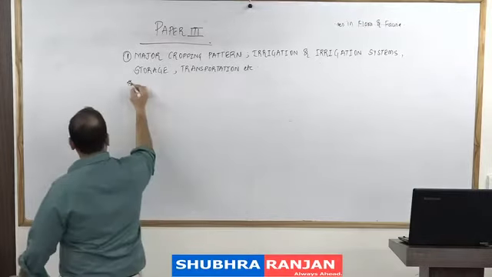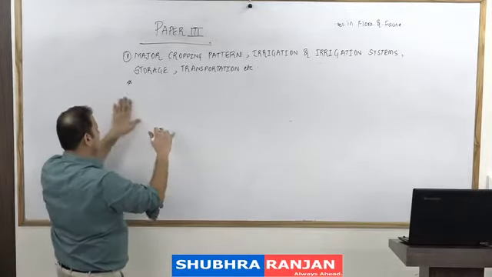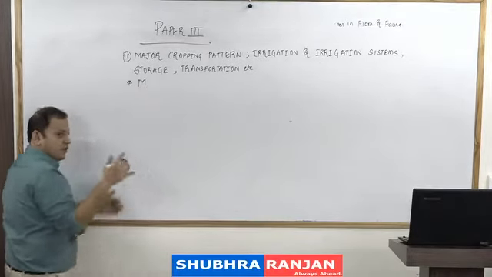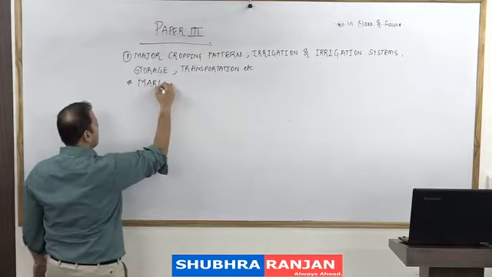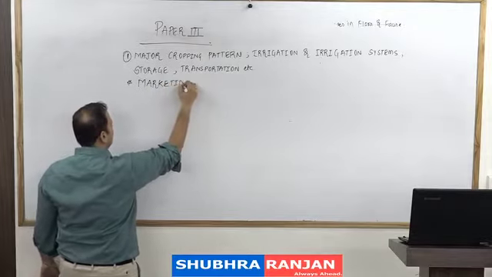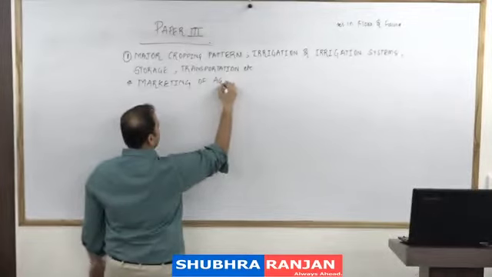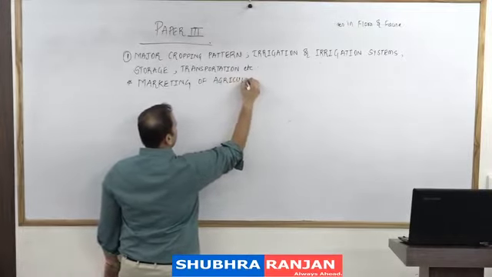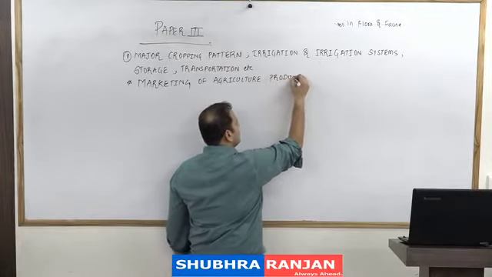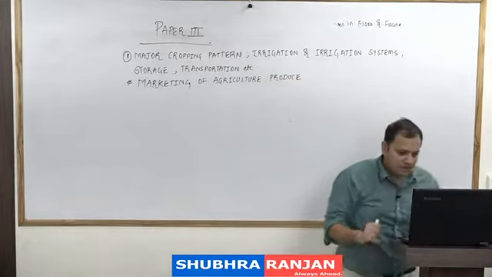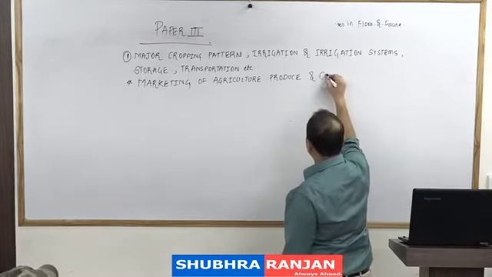Then this area, some parts will be taken by the geography teacher, some parts will be taken by the economics teacher, and you will have to develop the answer by mixing both these parts, that is the marketing of agriculture produce. I'll take the geographical issues, the teacher will take the economic issues. Marketing of the agriculture produce and constraints in them.